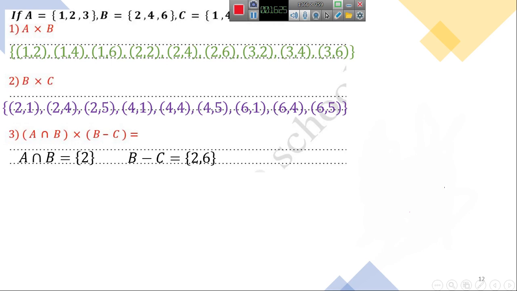Let's find the cross of these two sets. As we said, 2 will pair with all elements of the second set. That means (2,2), then (2,6).